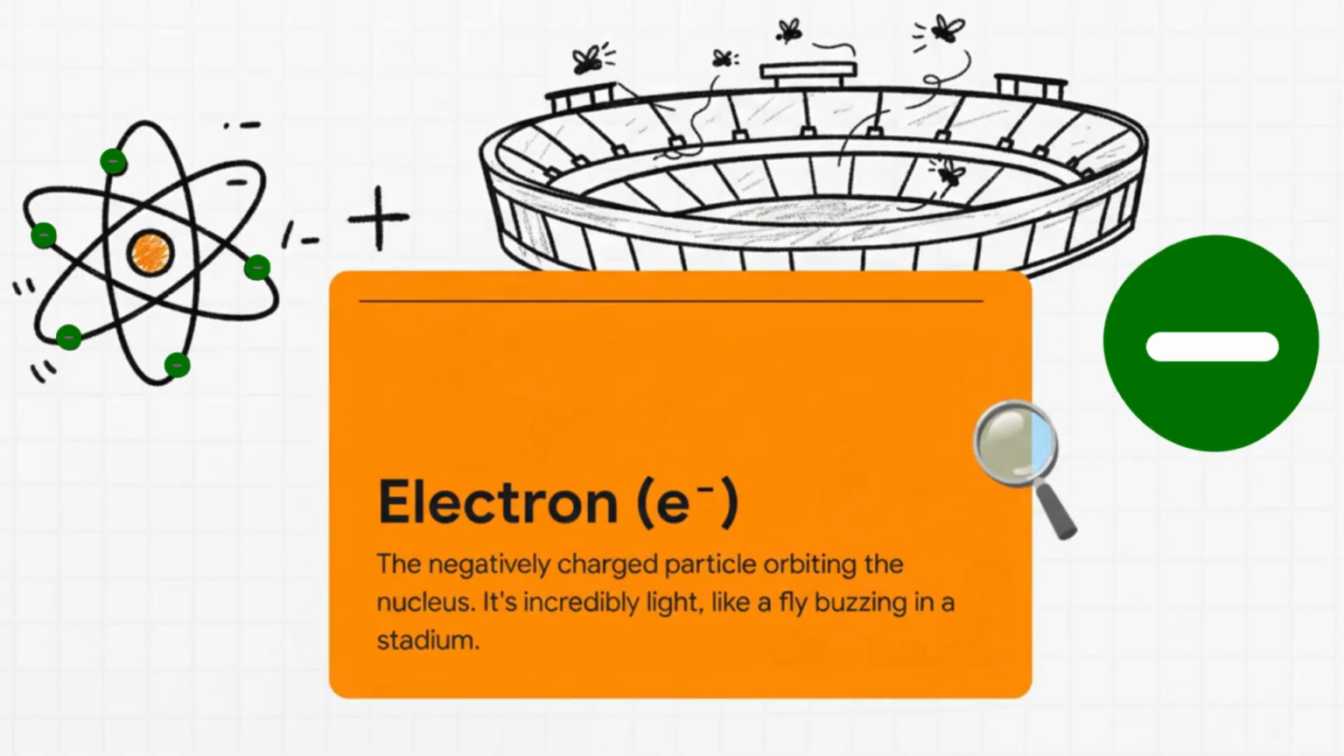And finally, we have the electron. These are the super tiny, negatively charged particles that are in constant motion, orbiting way out from the nucleus. And when I say tiny, I mean it. To give you some scale, if the nucleus was the size of a marble sitting in the middle of a giant football stadium, the electrons would be like little flies buzzing around way up in the stands. They have almost no mass, but that negative charge is absolutely crucial for balancing the atom.